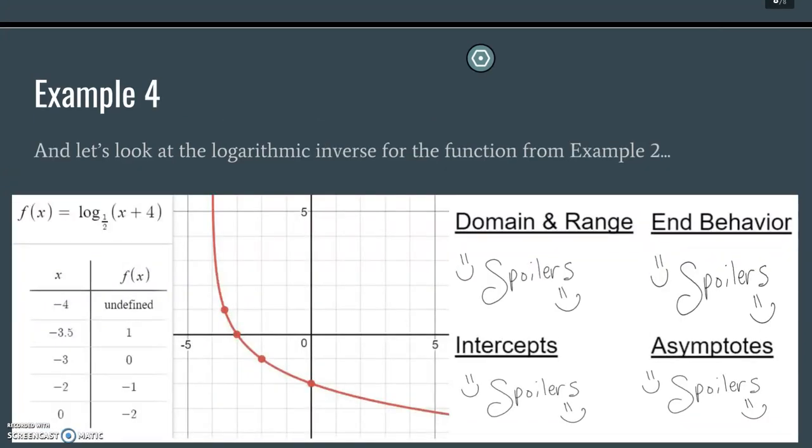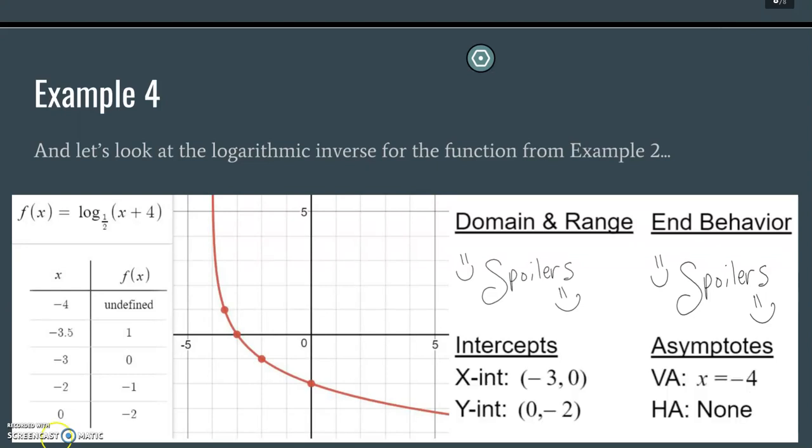Alright, final example. We have a logarithm. It has a base of 1/2. This time, x plus 4 is on the inside. Last round of challenge questions. See if you can figure out what's behind the spoilers before I reveal them. Go ahead and pause the video.